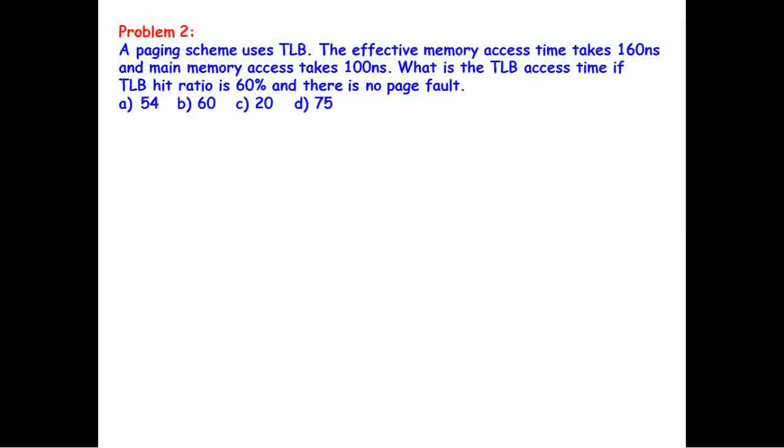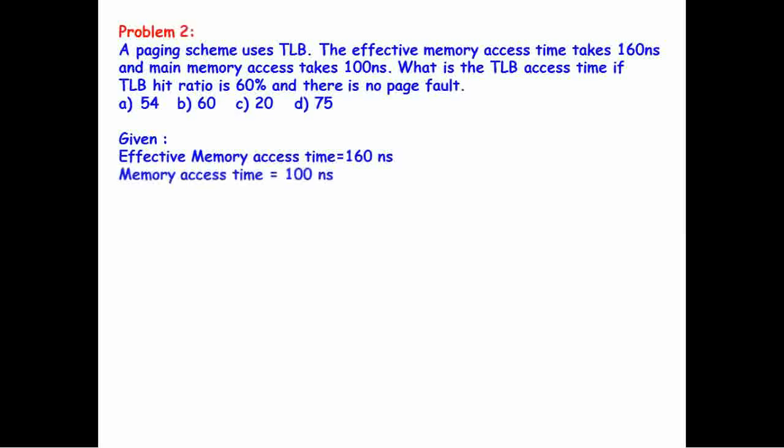So here let us write whatever the data is given. Effective memory access time is equal to 160 nanoseconds. Main memory access time is given as 100 nanoseconds. We need to find TLB access time. And one more data is given, TLB hit ratio is given. It is given as 60%. We need to find TLB access time.